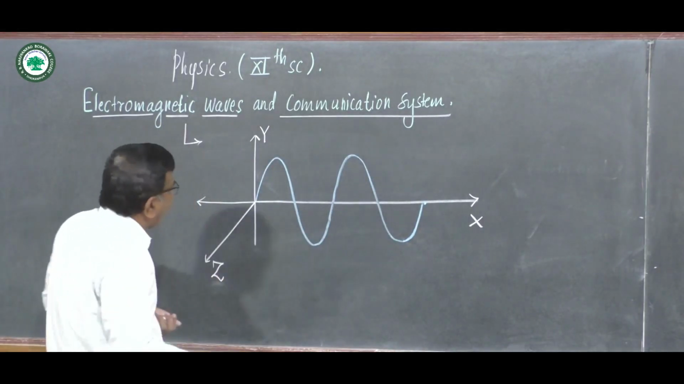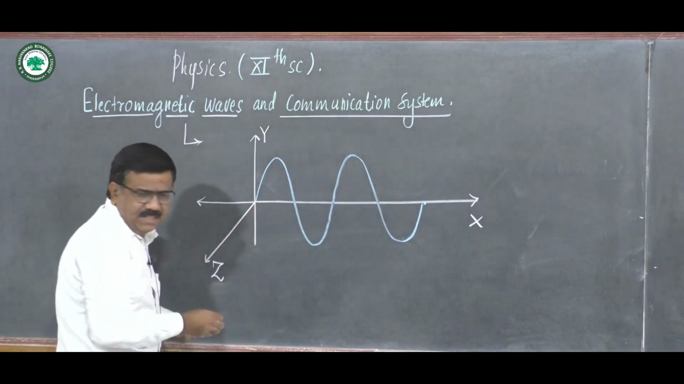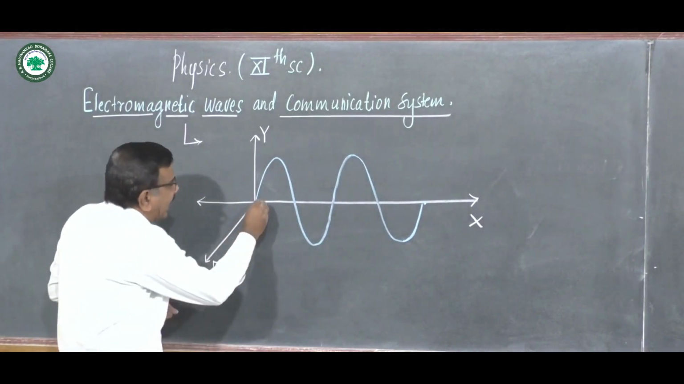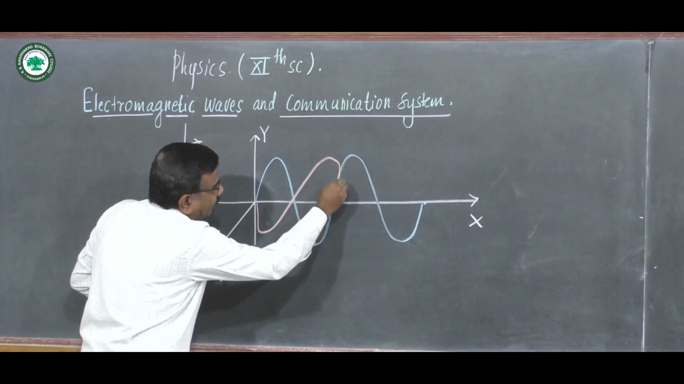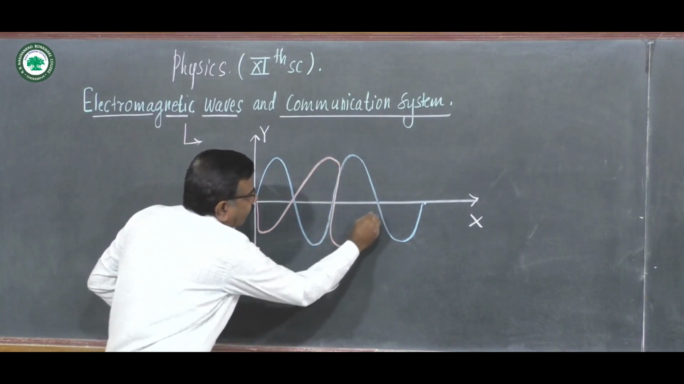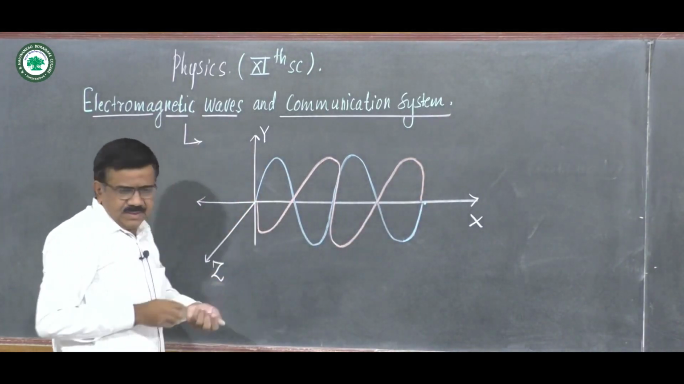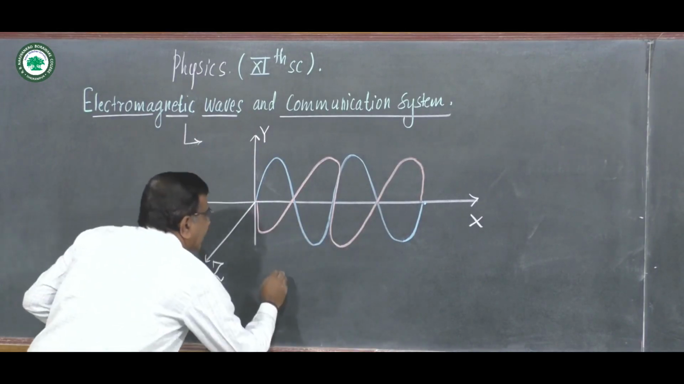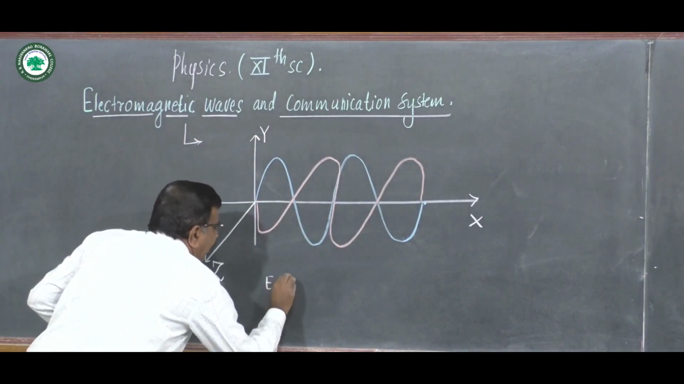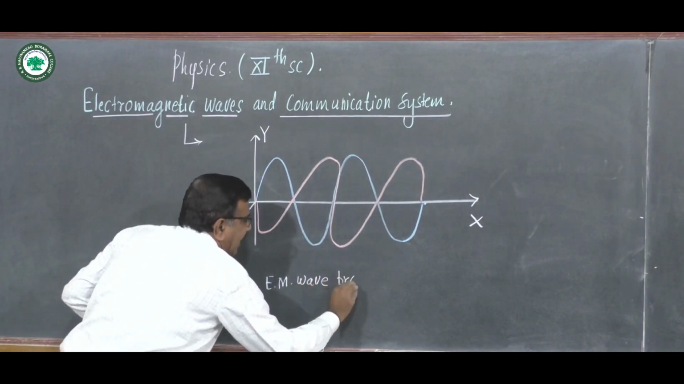Here electric and magnetic fields are there, and they are perpendicular to each other and also perpendicular to the direction of propagation. This is an EM wave, an electromagnetic wave, propagating along the x-axis.